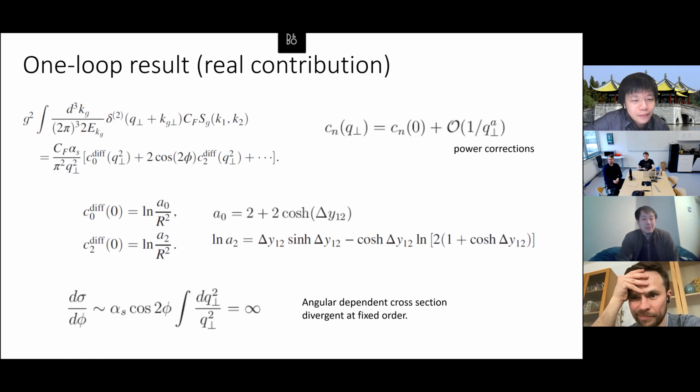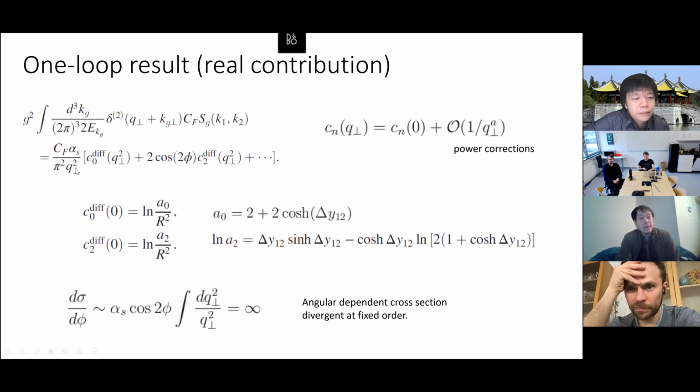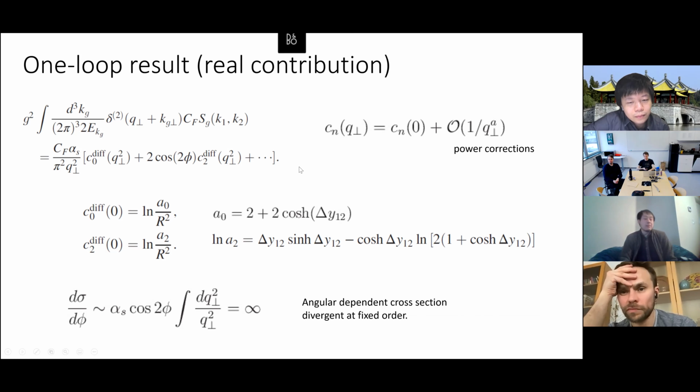So yes, this A0, and you see this log of R. This regularizes the collinear divergences, but you still have a soft divergence. You can see this is 1 over Q perp squared, and this is a soft divergence. There's no collinear divergence because of the jet cone. So there's an angular independent term and there is a cosine 2 phi term, and there is also higher order cosine 4 phi, 6 phi, and so on.